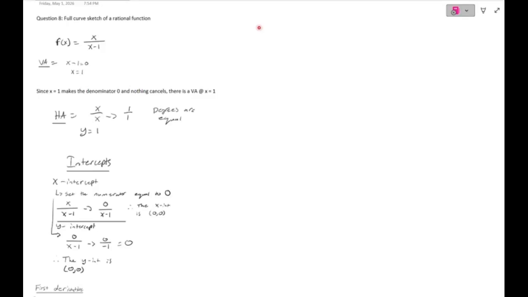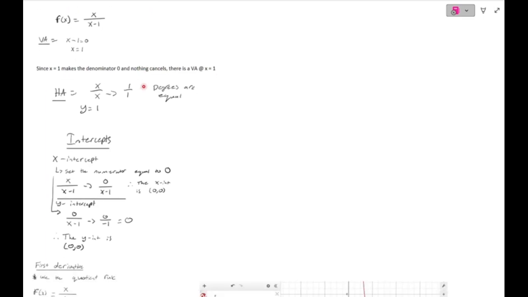So I'm talking about 3.5, curve sketching of a rational function. The function is f of x equals x over x minus 1. First we determine the domain and vertical asymptote. The denominator is 0 when x minus 1 equals 0, so x equals 1. This value is not allowed, so it is excluded from the domain. Since the factor does not cancel, there's a vertical asymptote at x equals 1, and the graph will be split into 2 parts.